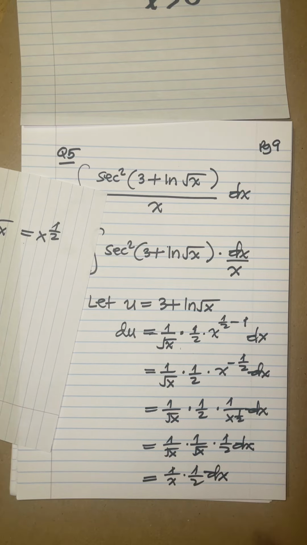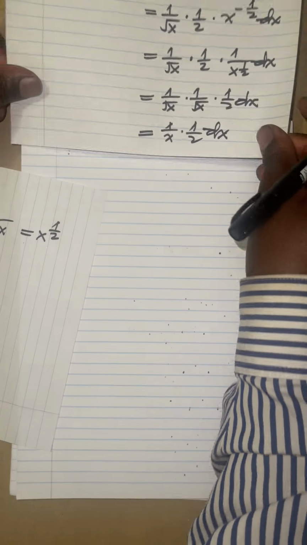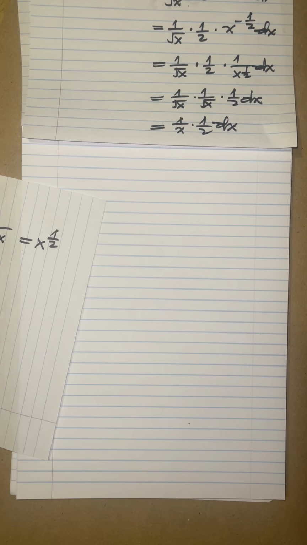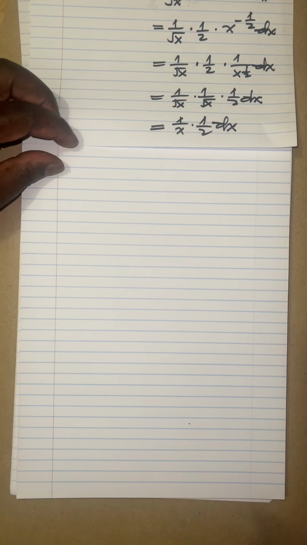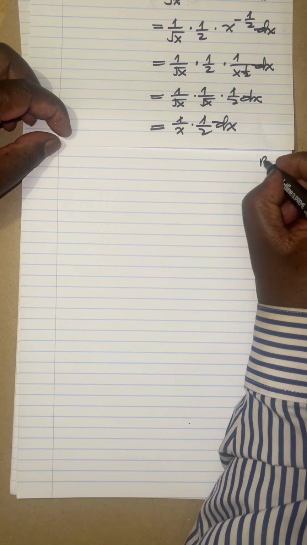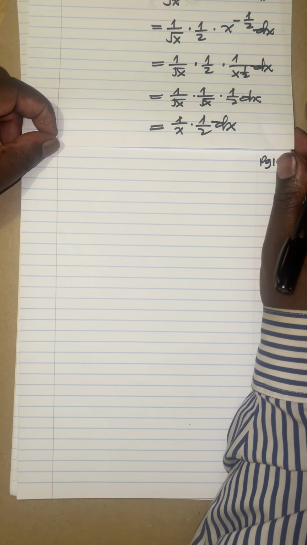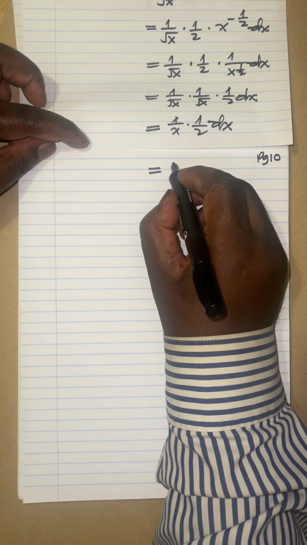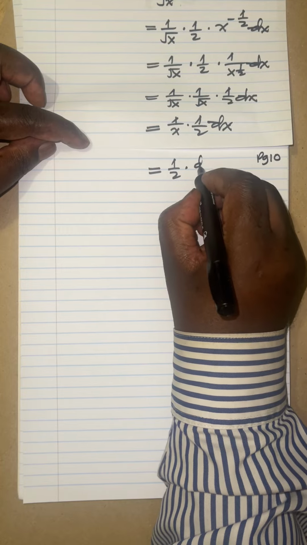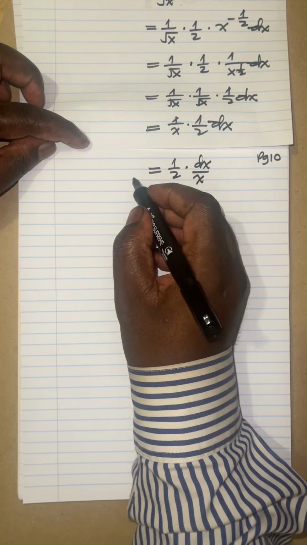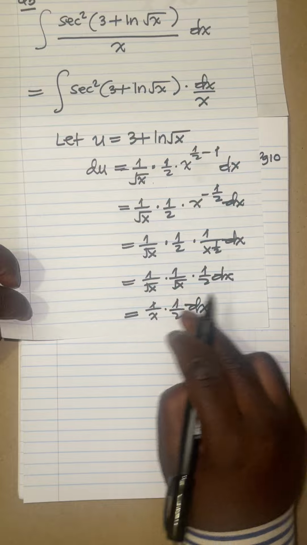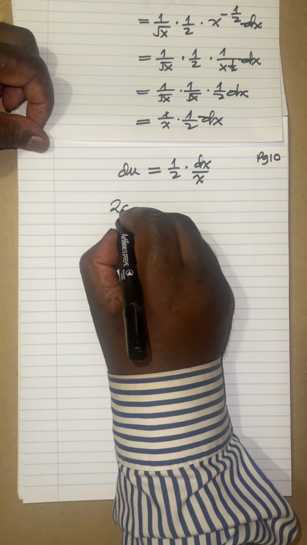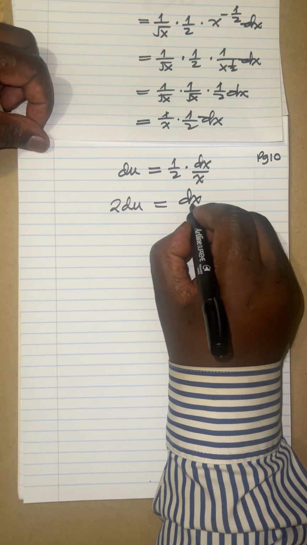Now, if I rewrite this on page 10, let me remove this page here. If I rewrite this on page 10, hope you can see it from there. Yeah, you can. So now if I rewrite that, it's going to be 1 over 2 dx over x. And where am I coming from? I'm coming from du equals this expression here. So du equals this multiplied by 2 both sides. 2 du is equal to dx over x.